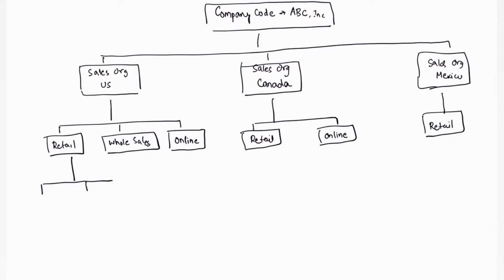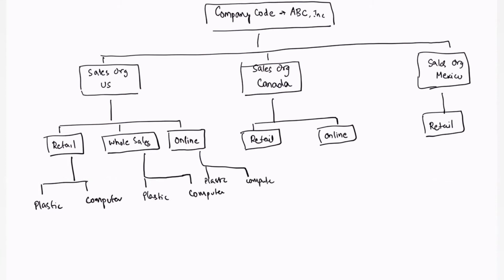Now, each retail within US, they do sell all the 3 divisions, all the product divisions, the plastic, the computers, and lastly, well, in this case, let's take it out. Let's only take plastic and computers. So this company produces only 2 product lines, just to keep it simple. So similarly for wholesale, again, they sell both plastic and computers, and same goes for online. So pretty much they're selling these 2 product lines through the division organization of the company.